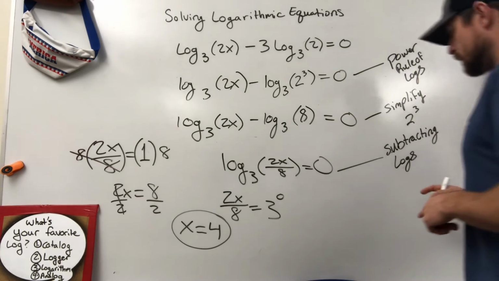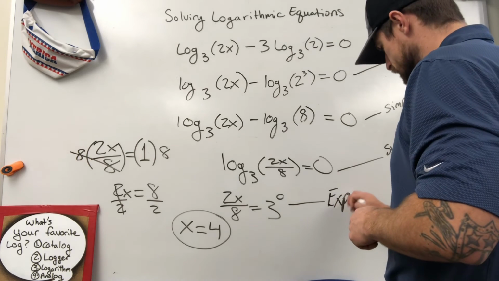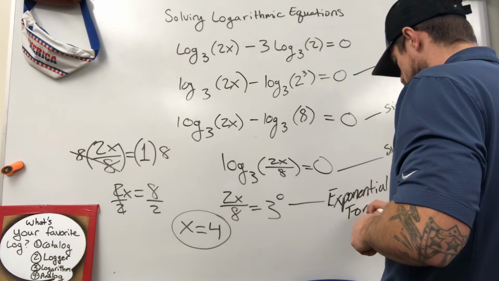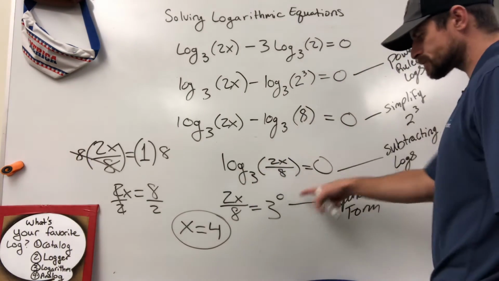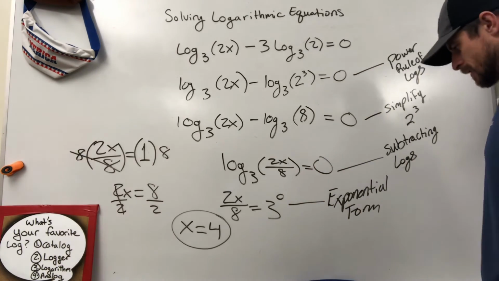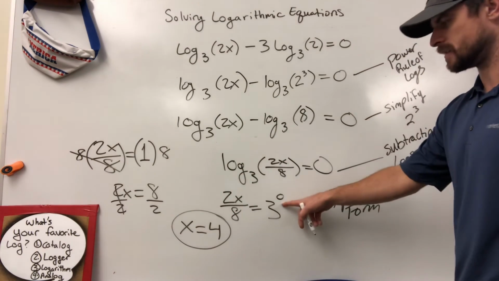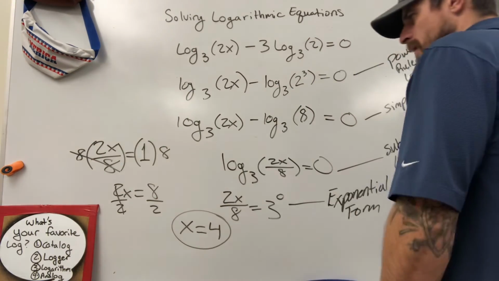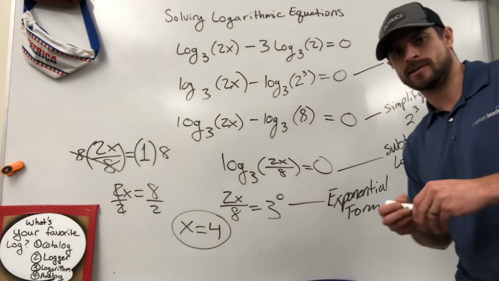I then took this and wrote it in exponential form. We know that when we're saying log base 3, we can bring that over, with our answer being our exponent. That's what logs are. And then it's a matter of simplifying and solving. Simplify 3 to the 0 power, turn it into 1. Eliminate the denominator, and inverse operate to get x isolated and all alone.